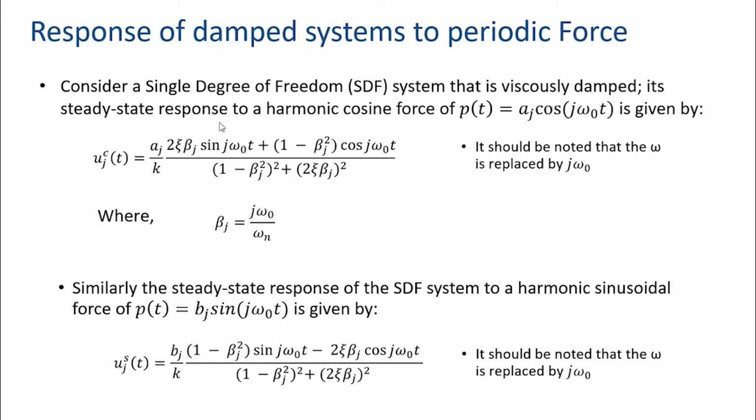and the coefficient of sine term in this expression is 2 zeta beta j, and the coefficient of the cos term here is minus 2 zeta beta j. So they are like negative of this is the coefficient here. So now we have the response due to cosine force and sine force. Now we can add all these responses and find the response due to the periodic force.